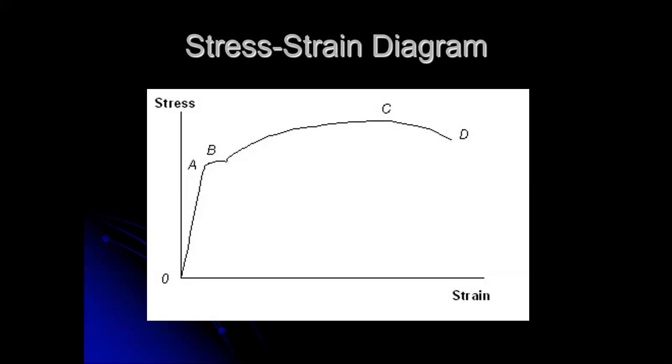Now, sometimes we use this. In most materials, most structures, we want to be down here. We want to be down below A because we don't like our structures permanently changing shape. In some situations, we accept a permanent change in shape for the benefit of having a much higher stress. Point C here is a good bit higher than point A. So we're able to produce a lot more stress.